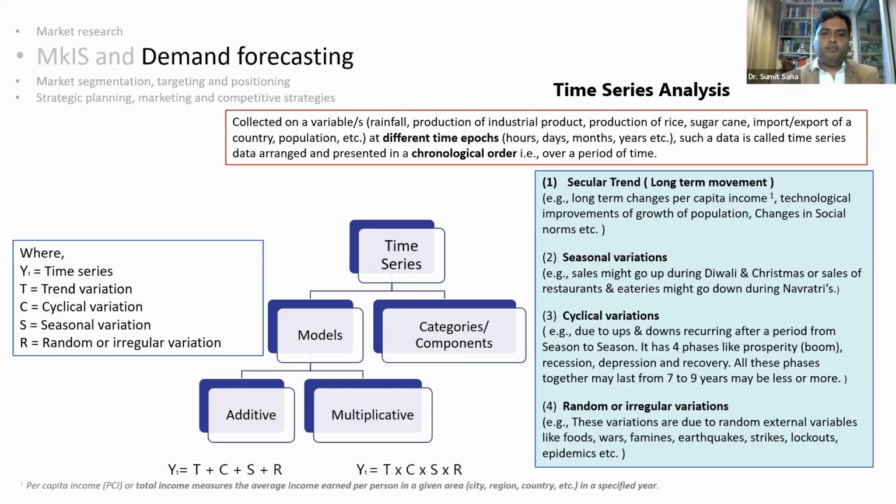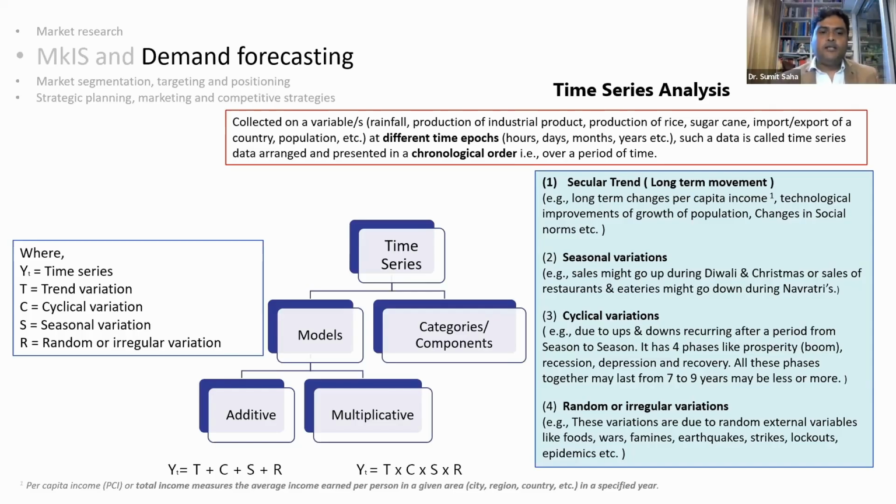And the last parameter is called random or irregular variation, which you cannot predict, sir. These variances are due to random external variables like floods, wars, earthquake, strike, lockout, epidemic. Anything can happen over which you do not have any control. We do not have any control on whether a flood will happen or not, whether wars will happen or not, whether an earthquake will happen or not. That particular parameter also we need to consider when calculating time series analysis and the data.